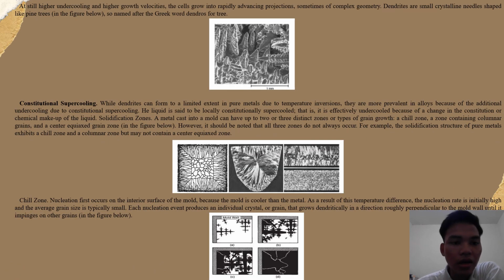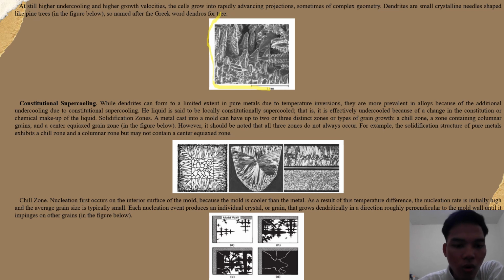At still higher undercooling and higher growth rates, the cells grow into rapidly advancing projections, sometimes of complex geometry. Dendrites are small crystalline tree shapes, like pine trees, in the figure below. So named after the Greek word dendron, meaning tree.